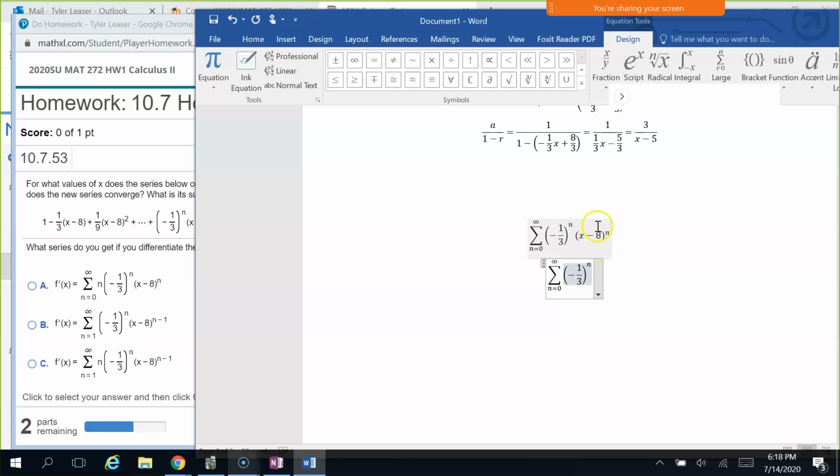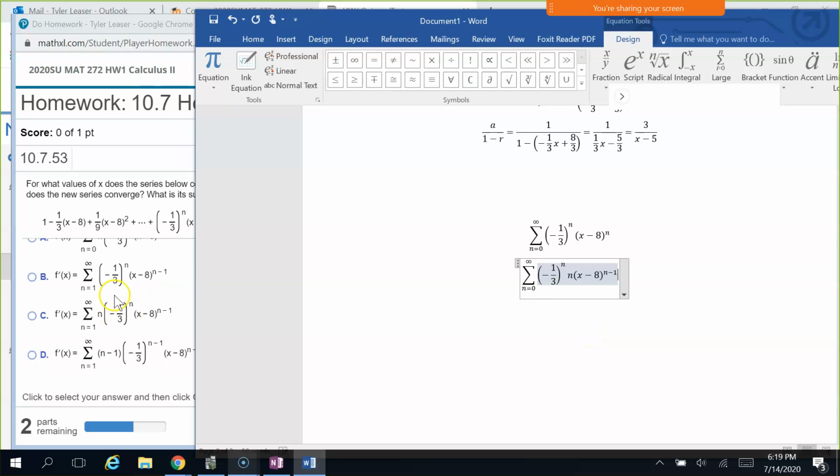But then we have x minus 8 to the n. So it's to the n exponent, which means you're going to have to do a chain rule here. A chain rule derivative is the derivative of the outside, which is bringing the n down, leaving the inside alone, and then taking 1 away from the exponent. Then the derivative of the inside, but the derivative of the inside is just 1.